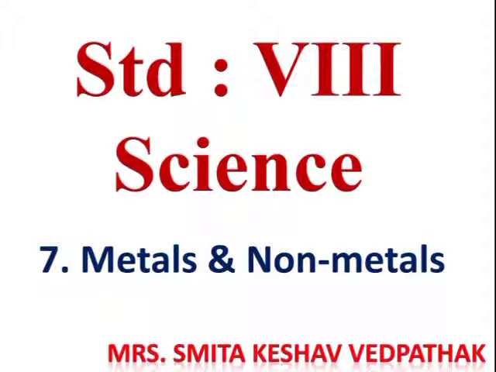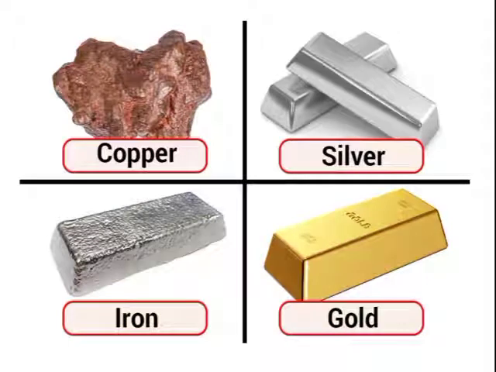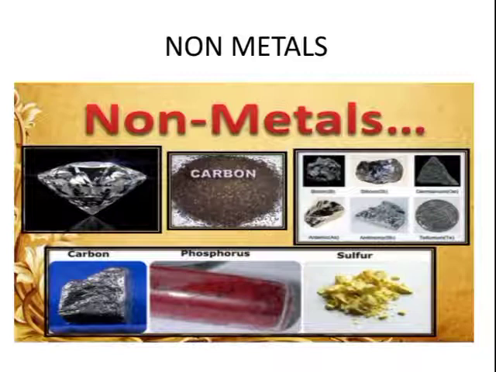What are the metals and non-metals that we use in everyday life? Metals we use in everyday life are copper, silver, iron, gold. Also, we are using aluminium, iron, steel, stainless steel, and non-metals we are using carbon, phosphorus. But in our day-to-day life, we are also using chlorine, iodine, oxygen. So these are the non-metals.